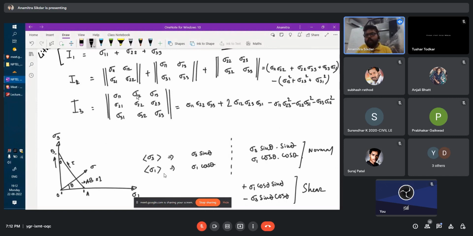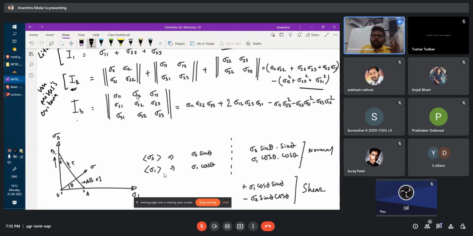If we calculate this part, it will be somewhat like this, right? So this is called the von Mises criteria. This invariant 2 will tell how your rock is deforming. Is it deforming in a brittle manner, or is it deforming in a plastic manner?